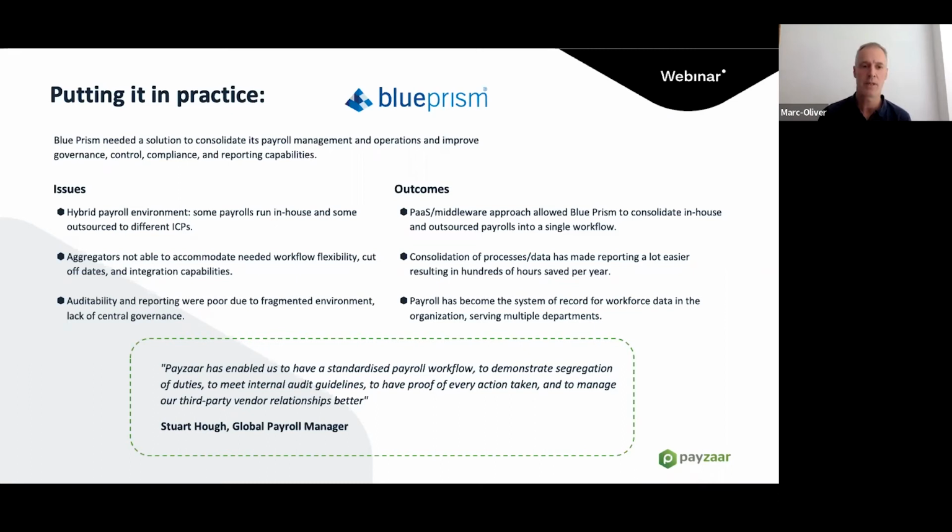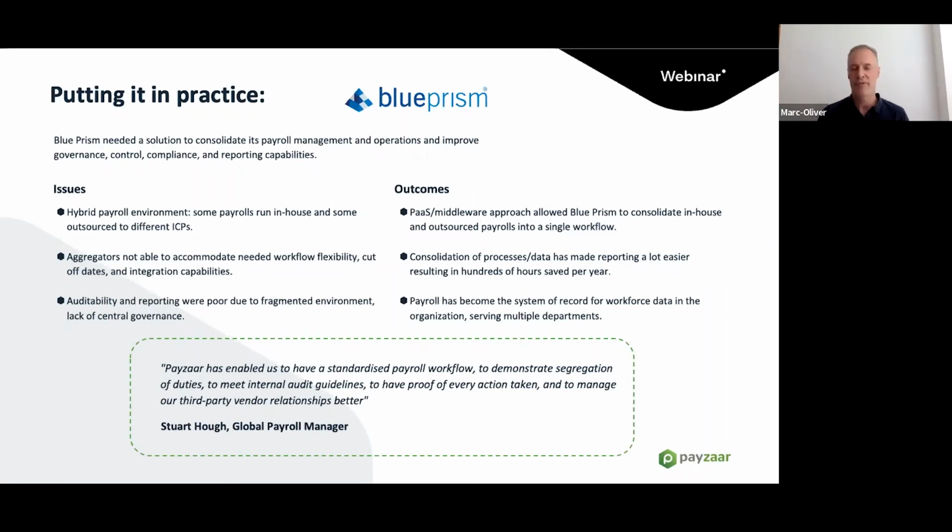So Blue Prism is a great example. It's one of the leading companies in robotic process automation. They've been growing tremendously over the last few years, a big technology company in their own right. When we started working with them, they were on their growth trajectory. They had employees across 12 countries or so at the time, about 900 to 1,000 employees.